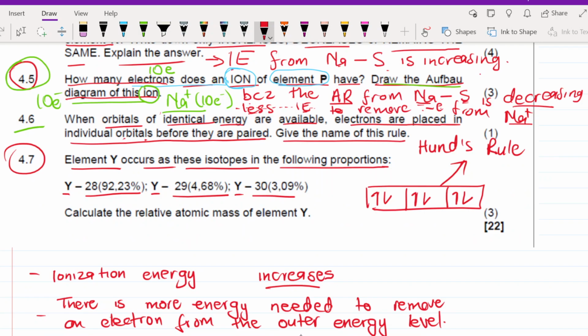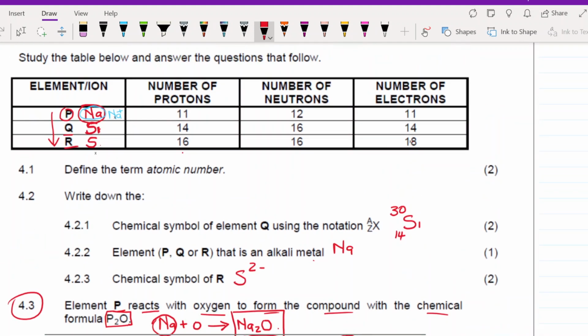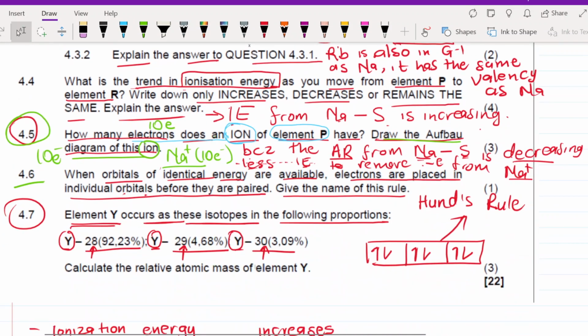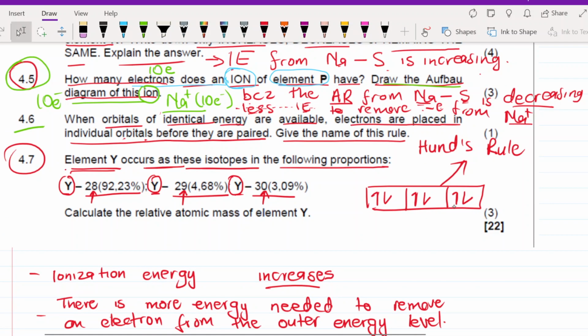So they are saying here now, element Y occurs as these isotopes in the following proportion. So we have the first Y, look at it, it is 28. That's the mass number. The other one has 29, the other one has 30. So different mass numbers, but the same number of protons. So what was element Y? They didn't tell us what element Y is. So they just say calculate the relative atomic mass of element Y.